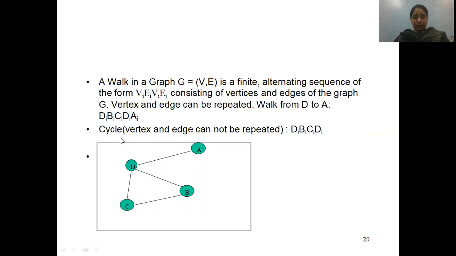We'll come to the cycle. According to the definition of the cycle, we cannot repeat the vertex and edge. So it will be D, B, C, D. So that will be the cycle.